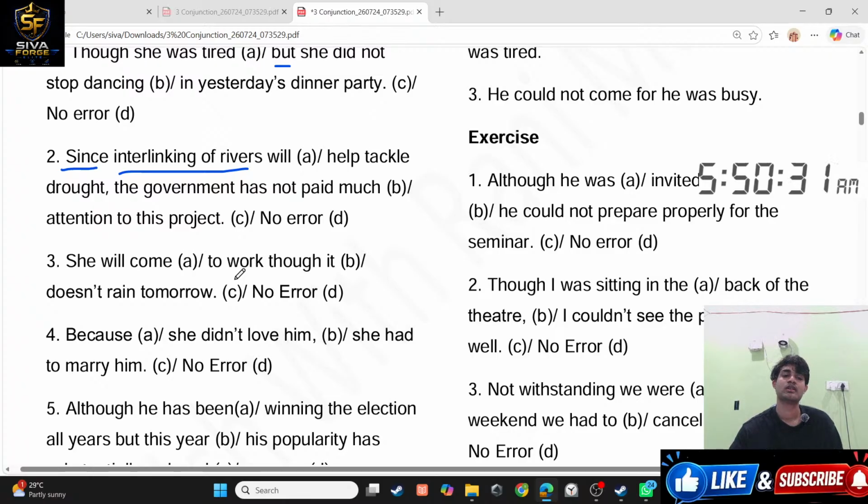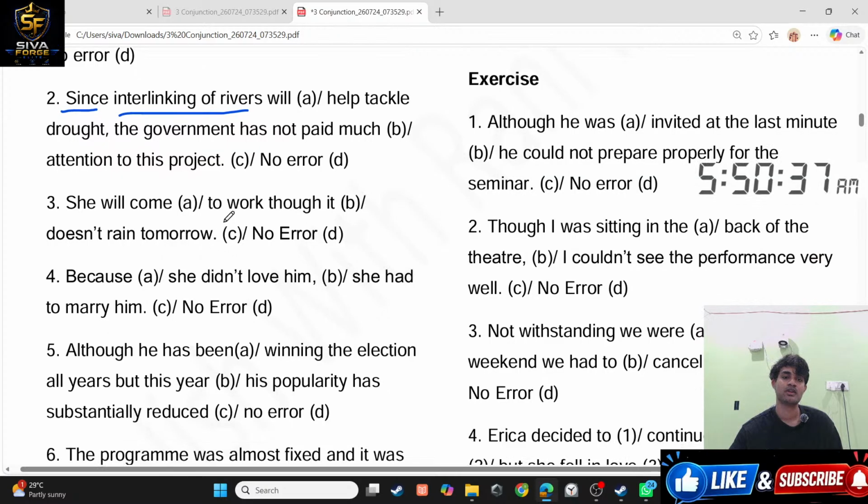She will come to work. She will come to work, though it doesn't rain tomorrow. So, subject, verb. Because she didn't love him, she had to marry him. Although she didn't love him, she will come to work. Okay, here this is: she will come to work.